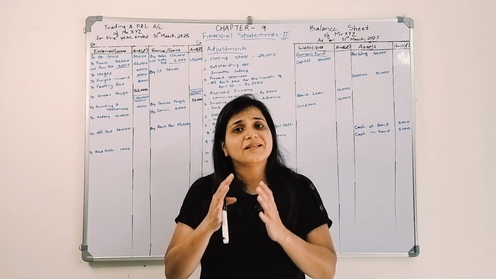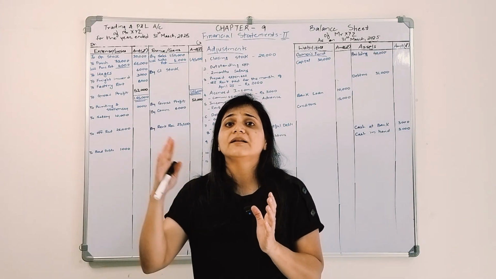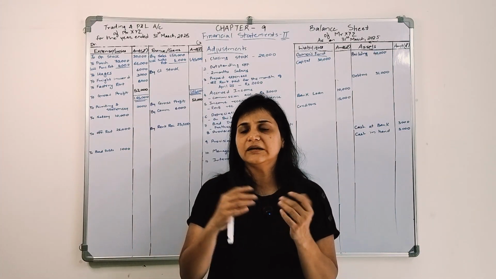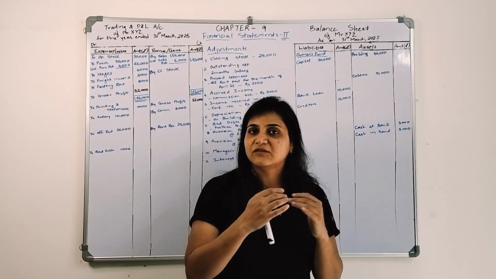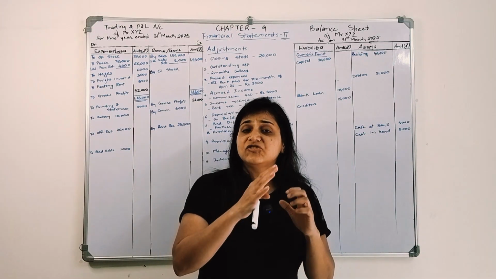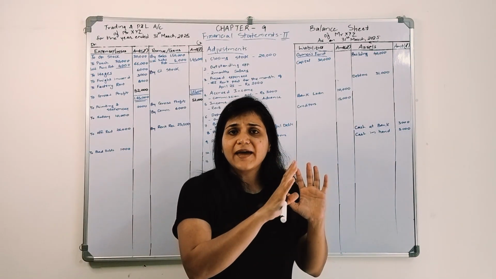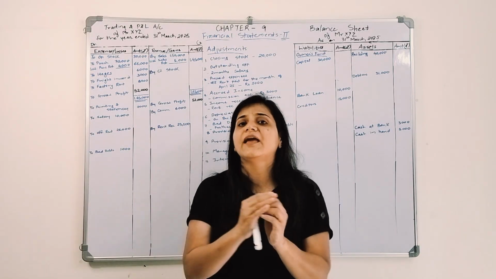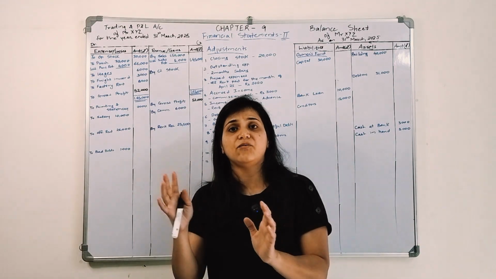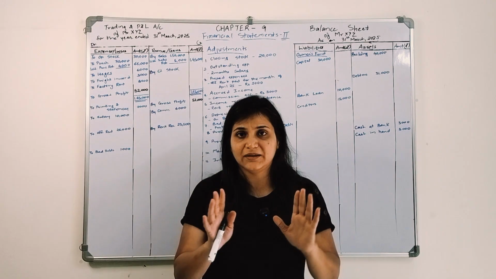So there are certain adjustments which they get to know at the end of the year. During the year they pass the transactions, but at the end of the year they get to know that these adjustments are to be made, which are not reflected in the trial balance. In the trial balance we have already given effect to the transactions, but adjustments are what we have not yet given effect to in our books. Now, what are these adjustments? Let me explain with an example.